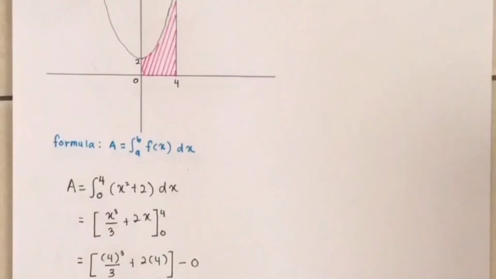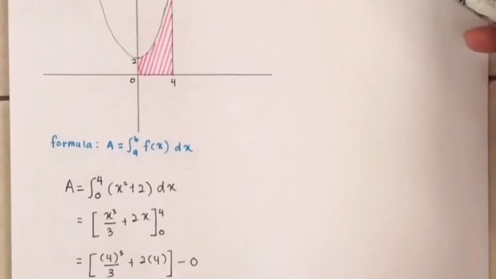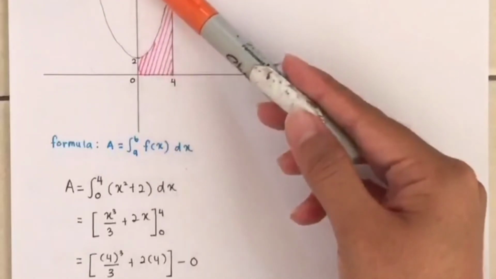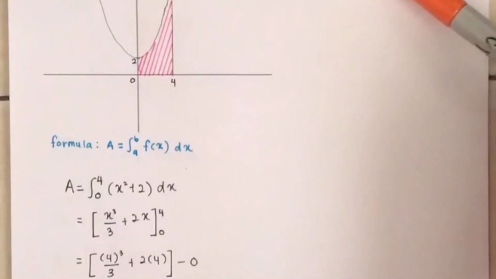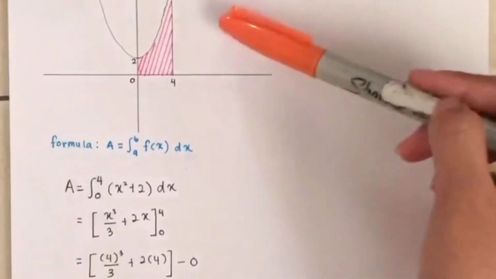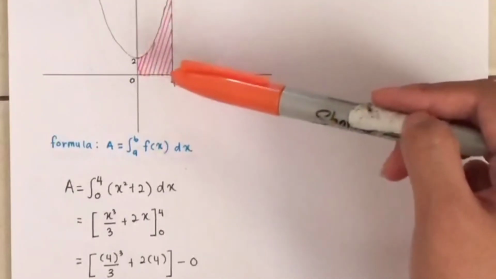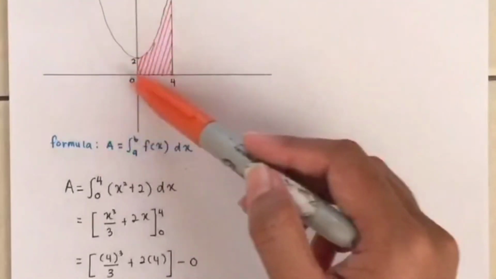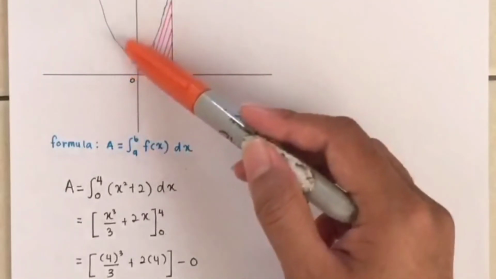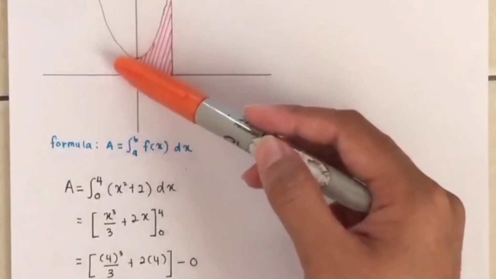We are going to find the area under a curve. The first question, we will calculate the area under the curve bounded by f(x) equal to x squared plus 2, the x-axis, x equal to 0 and x equal to 4. From the graph, the shaded area is the area bounded by the given question, which is the x-axis, x equal to 0, x equal to 4, and the function x squared plus 2.